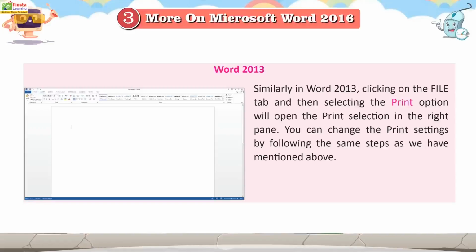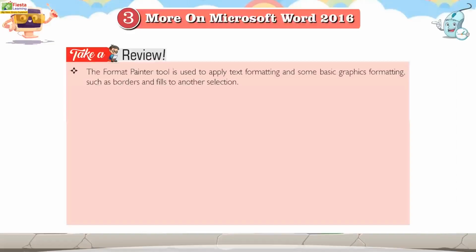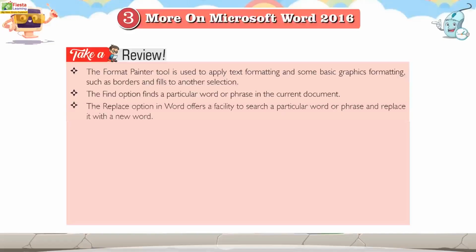Word 2013 window. Take a review. The Format Painter tool is used to apply text formatting and some basic graphics formatting, such as borders and fills, to another selection. The Find option finds a particular word or phrase in the current document. The Replace option in Word offers a facility to search a particular word or phrase and replace it with a new word.